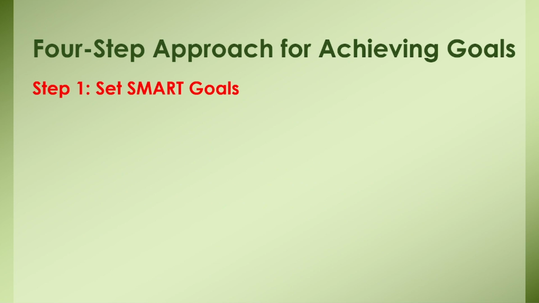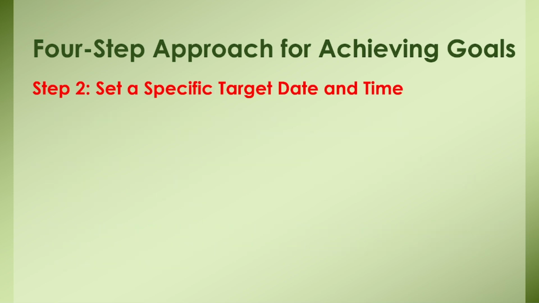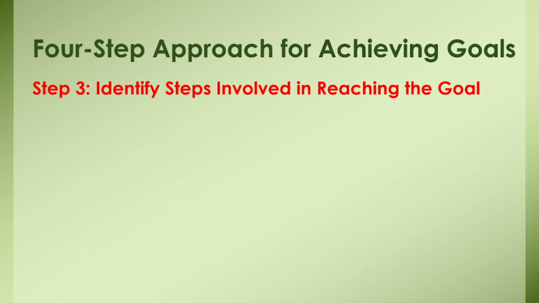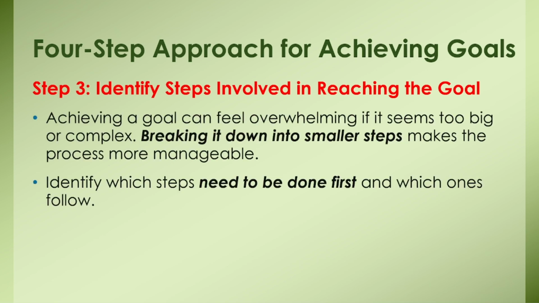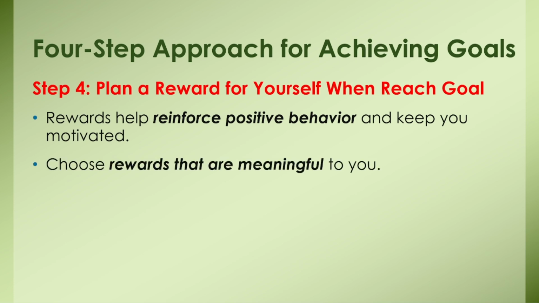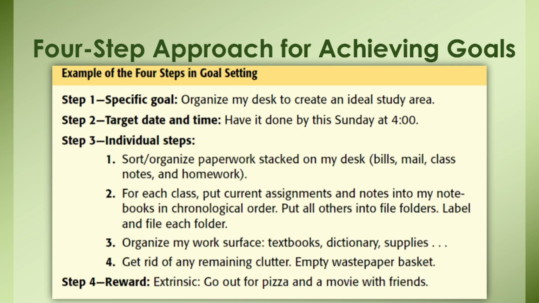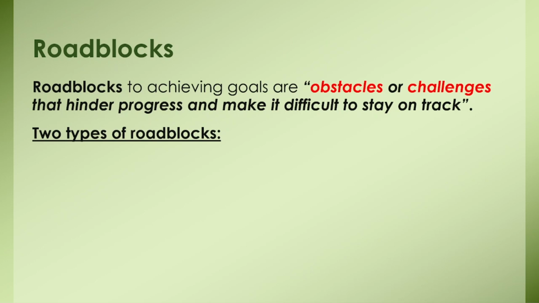We have spoken about the 4-step approach for achieving goals. Step 1, set the SMART goal, and this has been mentioned before. Step 2, set a specific target, date, and time. I think you are experts in this now, after we took the lecture and did the exercise. You did the exercise very well. Then, identify the steps involved in reaching the goals, and then plan a reward for yourself. And we said that the reward can be intrinsic or extrinsic. You can use both. This is an example only, and you can see it in your slides. No need to discuss it again.